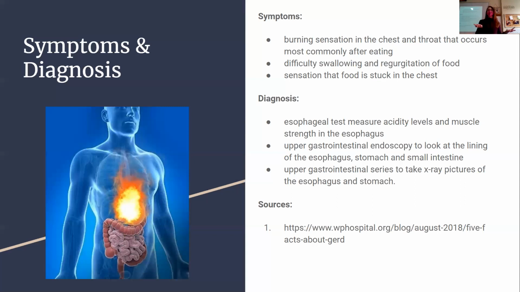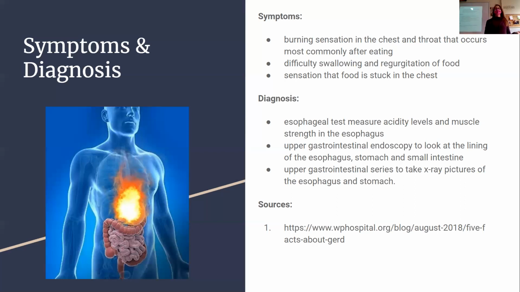So how does a doctor tell that someone has acid reflux? They can do a scope, they can measure your acid levels. They can also do an x-ray of the esophagus and stomach. And then I put my sources down here.